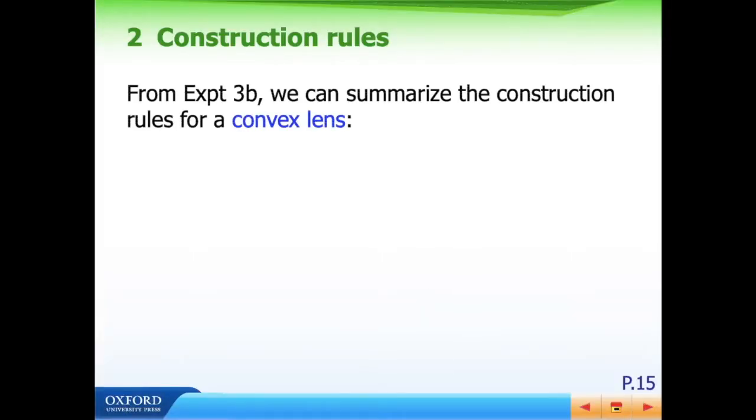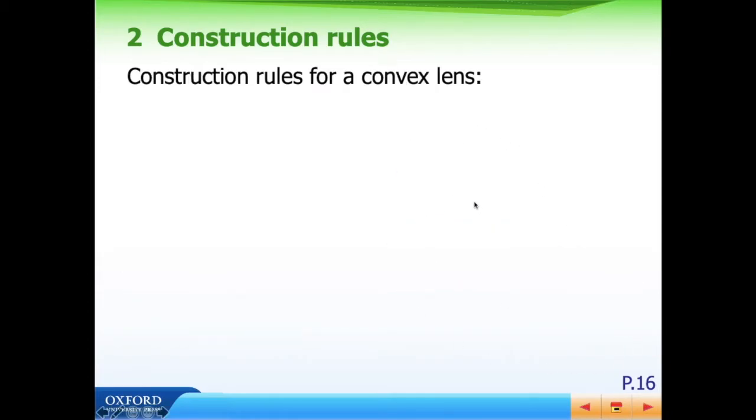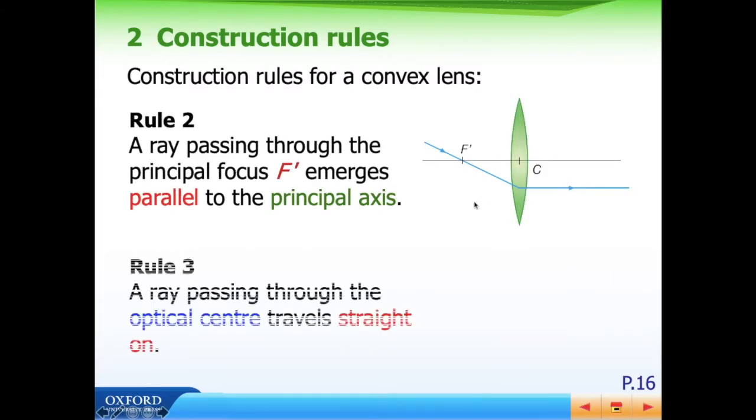From the experimental setup, we can summarize the construction rules for a convex lens. Rule number 1. A ray parallel to the principal axis is bent so that it passes through the principal focus on the other side of the lens, as shown with this drawing. Rule number 2. A ray passing through the principal focus F prime, like this, emerges parallel to the principal axis, as you can see. And rule number 3, a ray passing through the optical center travels straight on, as shown in this diagram right here.